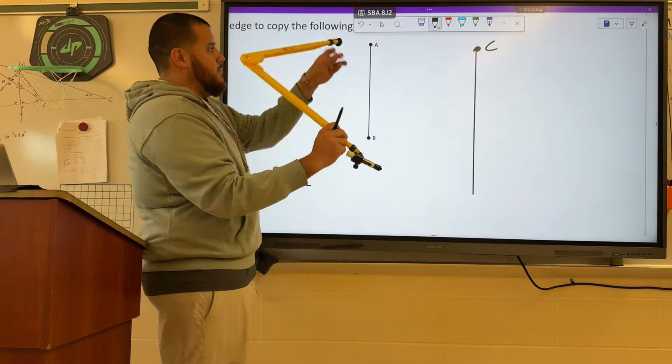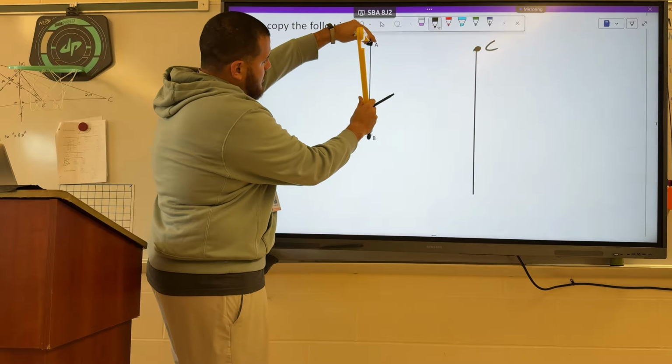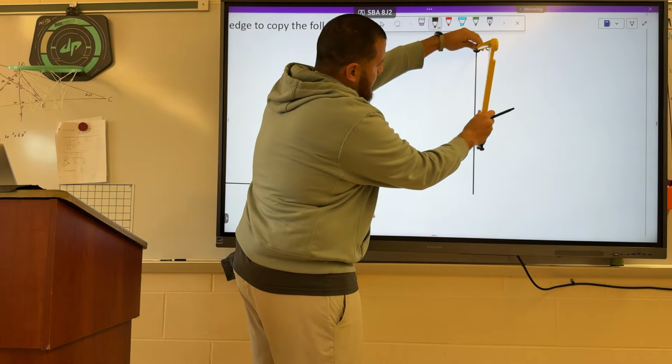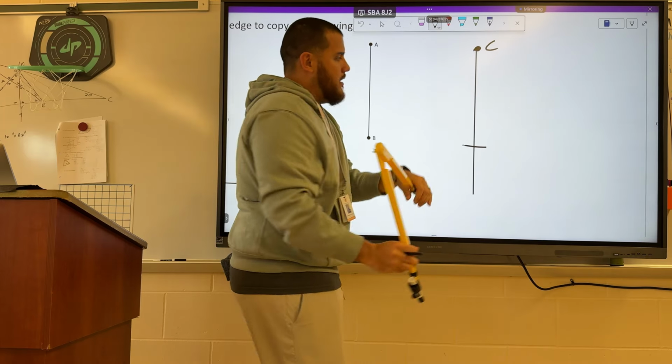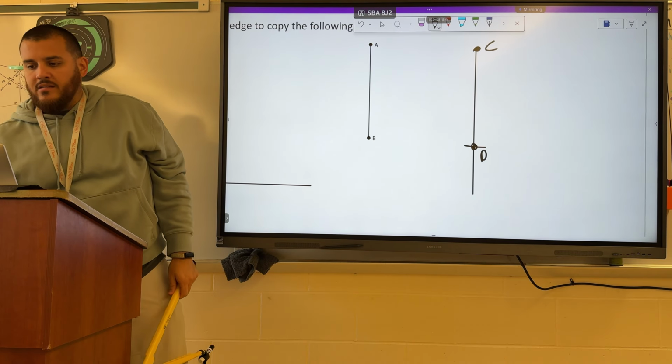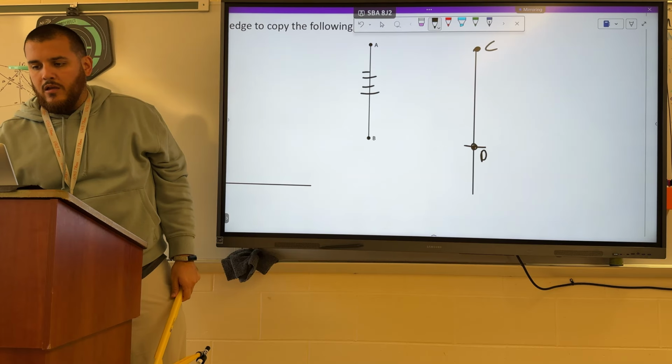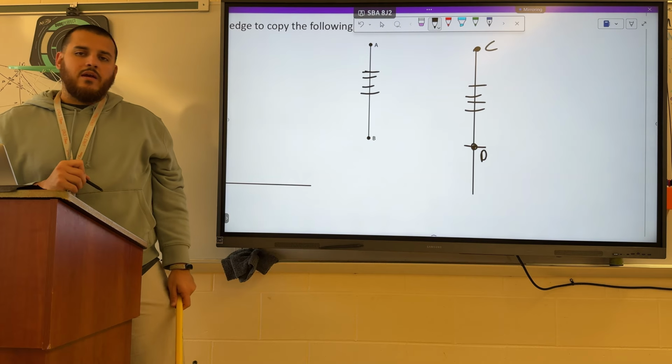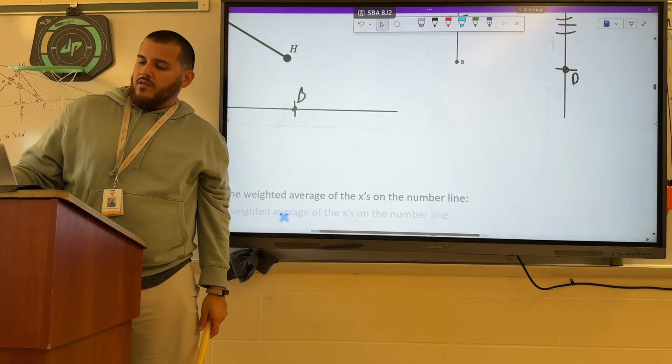I'm going to use my compass to measure my original segment, and I'm going to carry that measurement over to copy that segment length over here. That segment CD would be congruent to AB. Again, that's copying a segment. I think that was the last one.